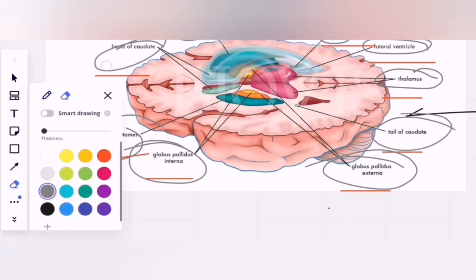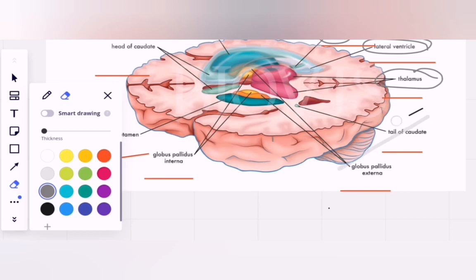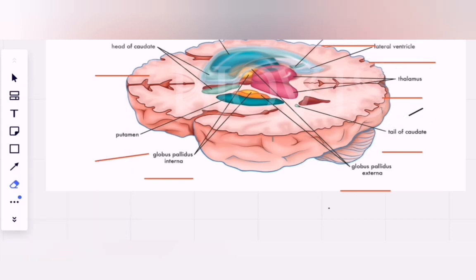Once again, let's repeat it. Here: putamen, tail, lateral ventricle, thalamus, tail of caudate, globus pallidus externa, globus pallidus interna, then putamen, then comes the head of caudate. These are the main structures of the basal ganglia in the human brain which have to be remembered. This is today's 2 minute lecture.